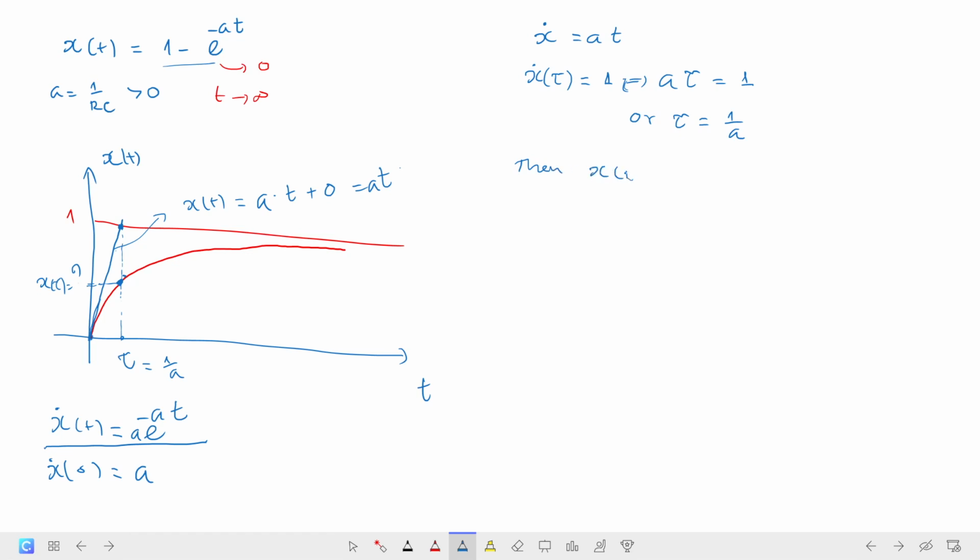h of tau equal to 1 minus e to the minus a times 1 over a, which means 1 minus e to the minus 1. Or you can write it down like this, (e minus 1) over e, and this is approximately 63%. Yeah, 63%.